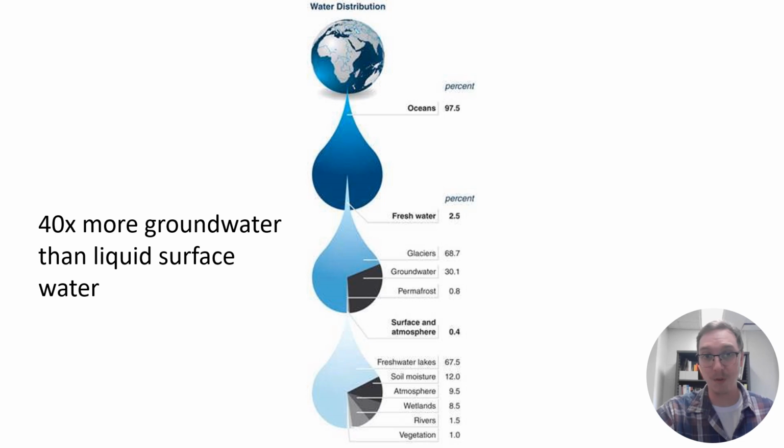Now, in the general scheme of things, if we look, groundwater is 30% of 2.5%, right? So somewhere around 0.8% of the total water supply on our planet is groundwater, which is 40 times more than the amount of liquid surface water on the planet.